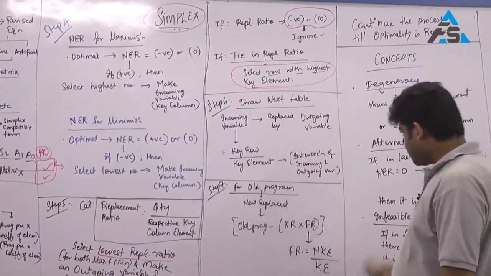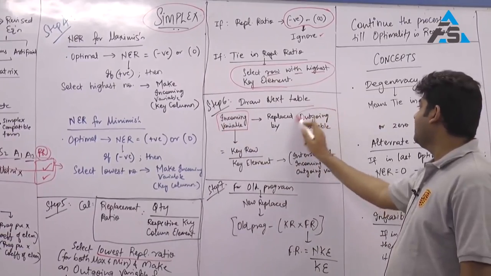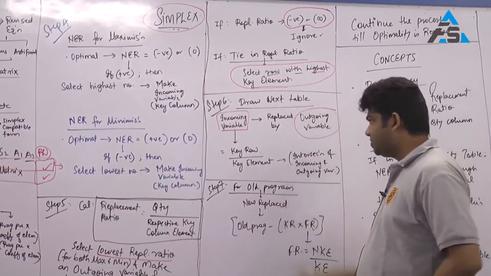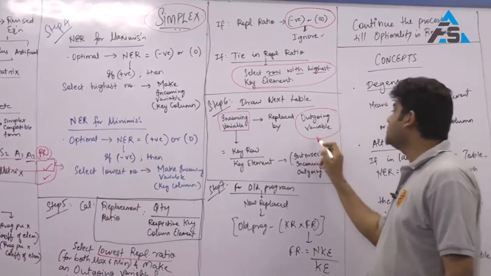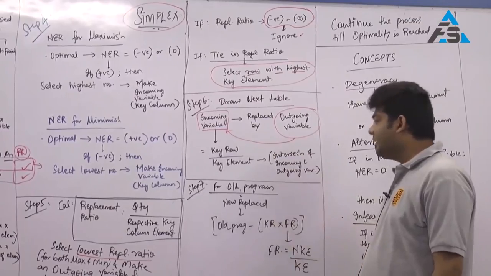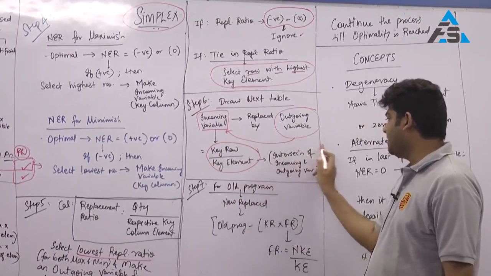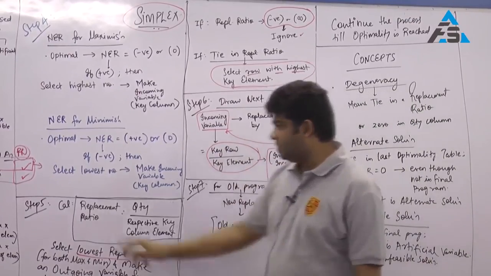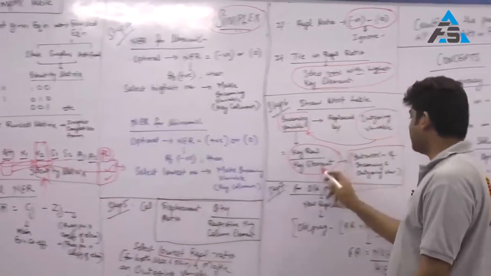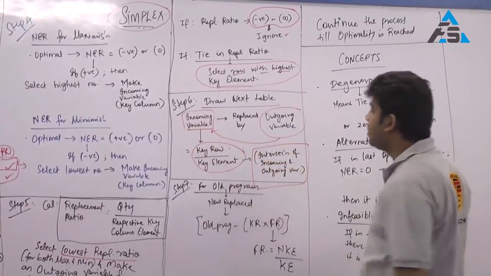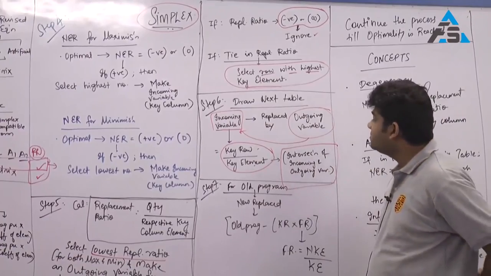Draw the next table. For the next table, the incoming variable is replaced by the outgoing variable. So now there is an outgoing variable which we have got because of this replacement ratio. Now this outgoing variable will be replaced by the incoming variable by putting the formula key row upon key element. What is key element? Intersection of incoming and outgoing variables. So outgoing variable, incoming variable, there is an intersection. This is your key element, and key row we all know is your outgoing variable numbers. That becomes your incoming variable for the next matrix or for the next table.